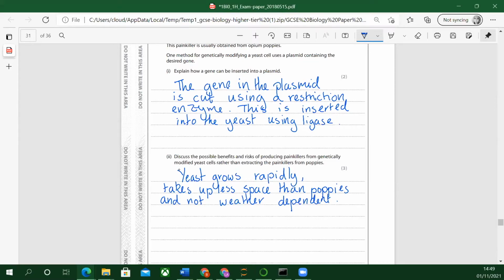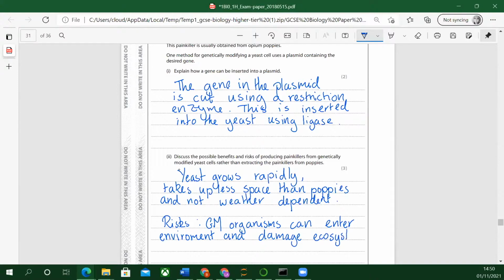Okay, risks. GM organisms may contaminate the environment. So it can enter the environment and damage ecosystems. Okay, we've got 3 points there, because you had a choice, so you won't get any more marks for anything else on that one.